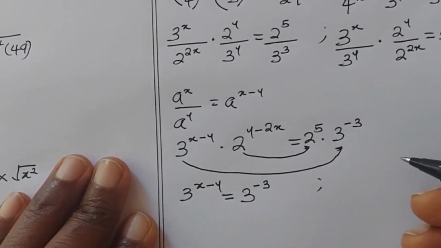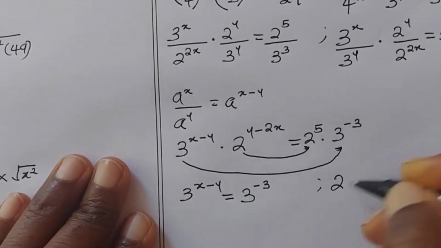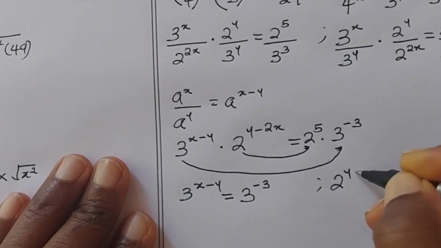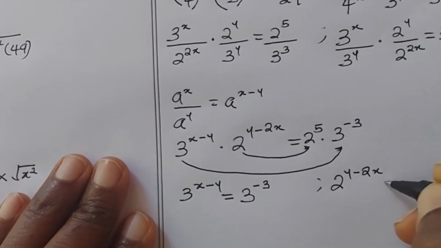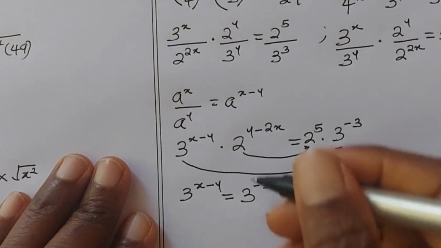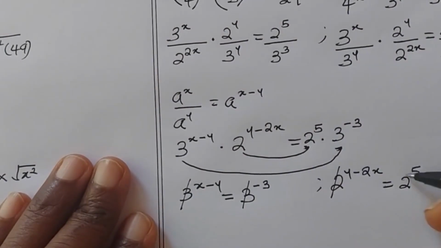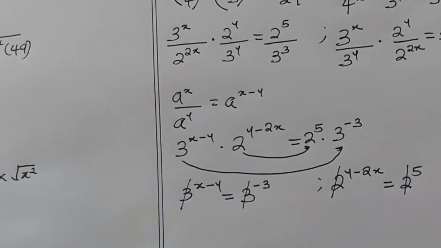Or better still, let me finish up this also. So I can say that is 2 raised to the power of y minus 2x is equal to 2 raised to the power of 5. All right, so let's do some canceling here. So 3 cancels out 3 here, 2 cancels out 2 here. So you see, very easy.